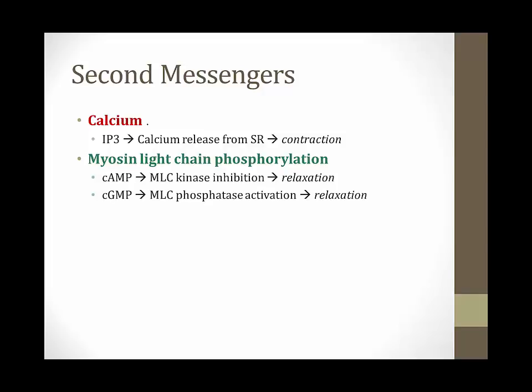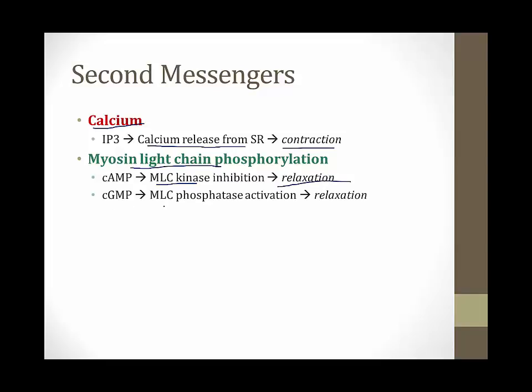That's how they work. So IP3 works on calcium. Inositol triphosphate triggers calcium release from the sarcoplasmic reticulum, and this leads to contraction. Cyclic AMP and cyclic GMP work on myosin light chain phosphorylation. Cyclic AMP inhibits myosin light chain kinase. This leads to relaxation. I'll show you a picture of this in a minute.